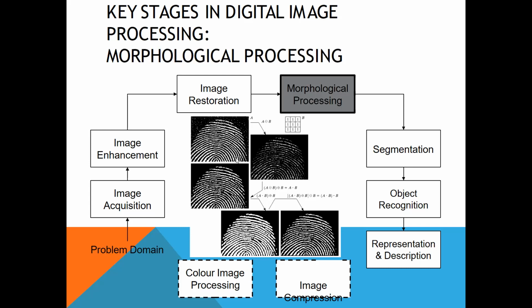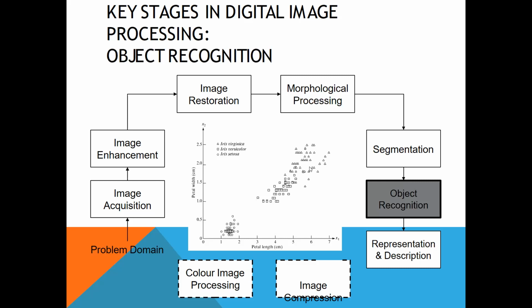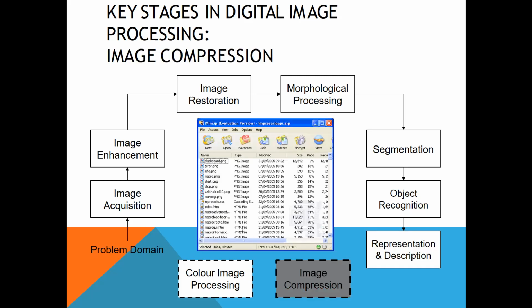Segmentation, we are dividing into some problems. Fine. Object recognition, which is the object. This is used for the iris, even your eye sector, where exactly the problem is. Representation and description. This is a representation and this is a description of the images, how you can move 101010. Fine. So this is image compression. These are various images we are taking in the form of PNG and HTML files.